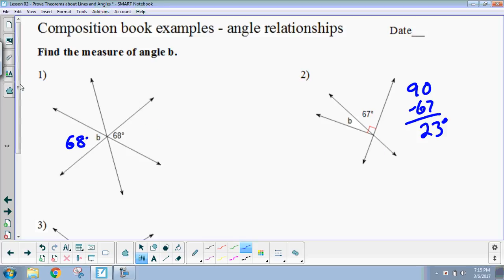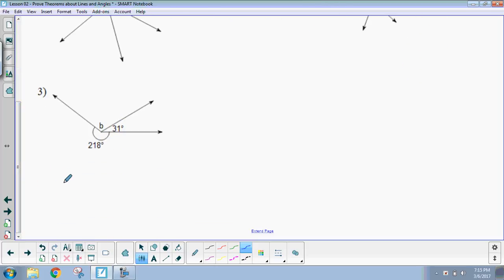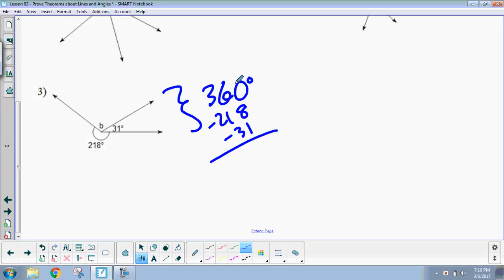Go down to number 3. Again, take a second, think about it. Pause the video. Alright, we're back. Guys, the whole thing here is going to be 360. All the way around is 360. So if you spent 31 and 218, you just have to subtract those two numbers. My calculator is going to be your best friend. 360 minus 218 minus 31. I get 111. That's what B is going to be.